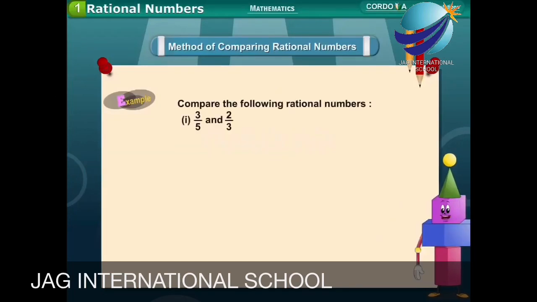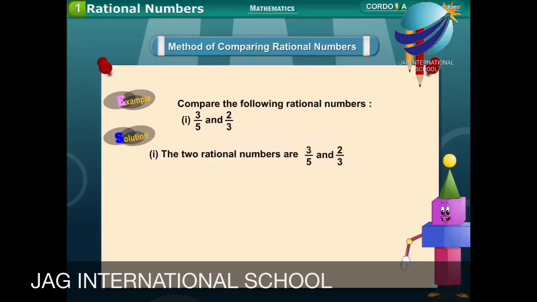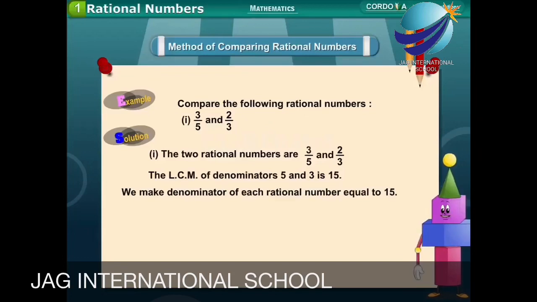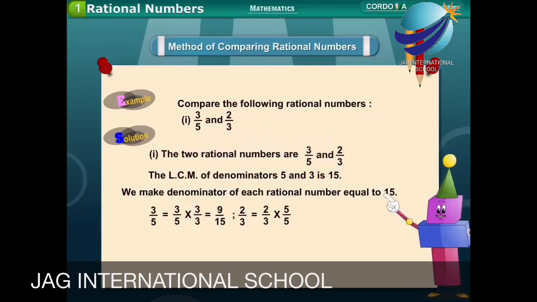Example: Compare the following rational numbers: 3/5 and 2/3. Solution: The two rational numbers are 3/5 and 2/3. The LCM of denominators 5 and 3 is 15. We make the denominator of each rational number equal to 15. 3/5 = 3/5 × 3/3 = 9/15. 2/3 = 2/3 × 5/5 = 10/15.